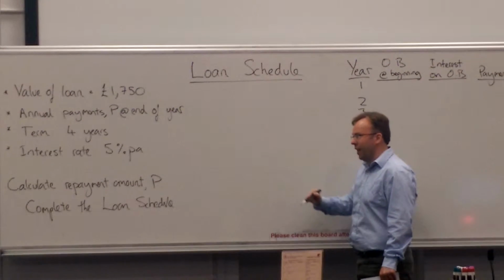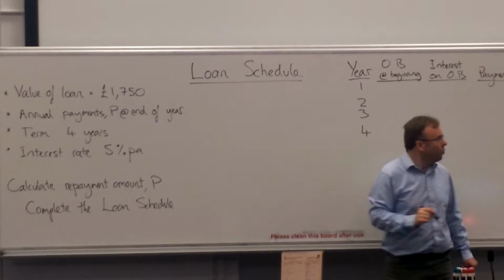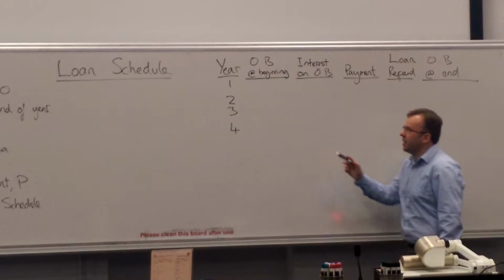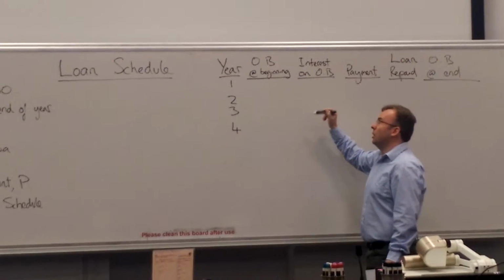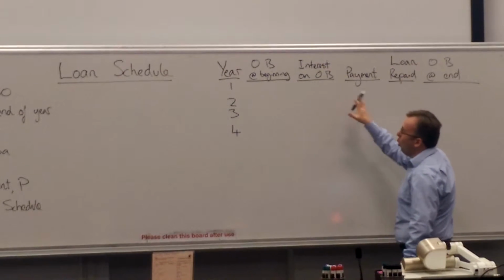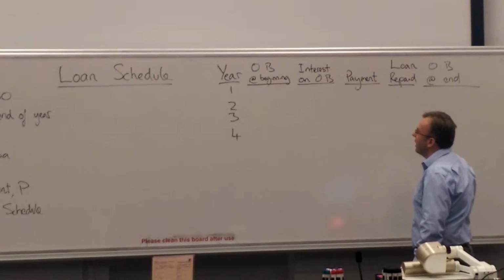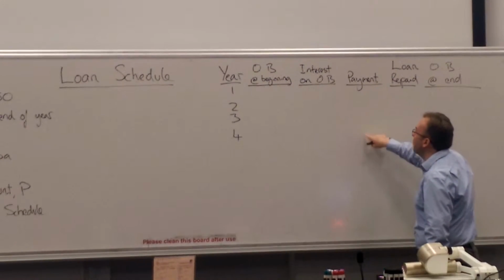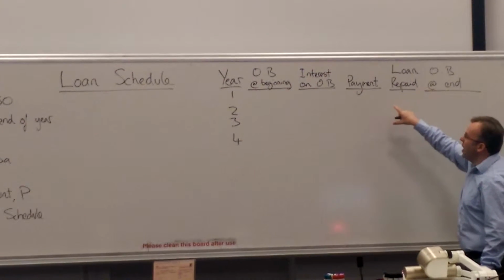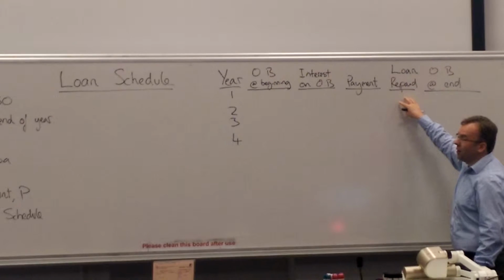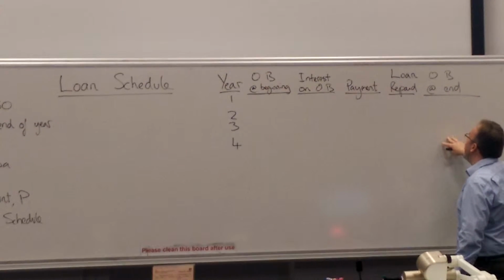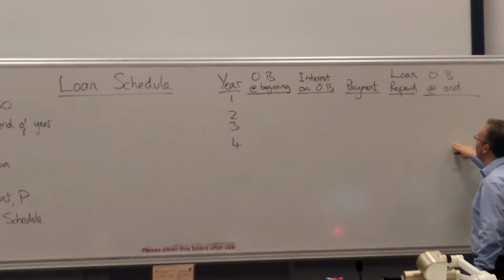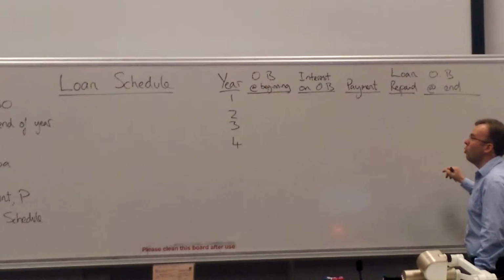Now the problem asks us to calculate the repayment amount P and then complete the loan schedule. The loan schedule is this table here where we're interested in, for each year, what is the outstanding loan at the start of that year? Over that particular year, how much interest is gathered on that outstanding amount? Our payments, once we've calculated P, will be the same in each year, but the payment covers both the interest and also a part of the loan which is repaid, and then for each year there's an outstanding balance at the end of that year. Hopefully after 4 years we see that the outstanding balance will be 0.